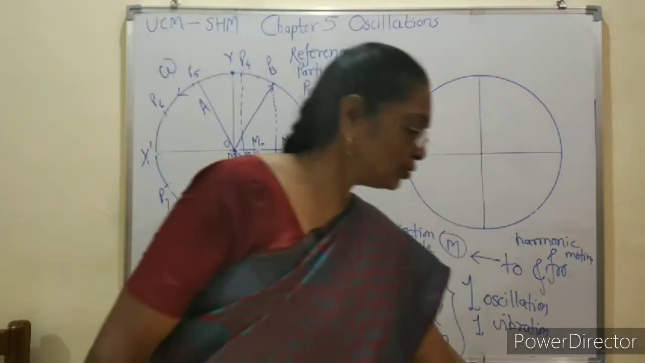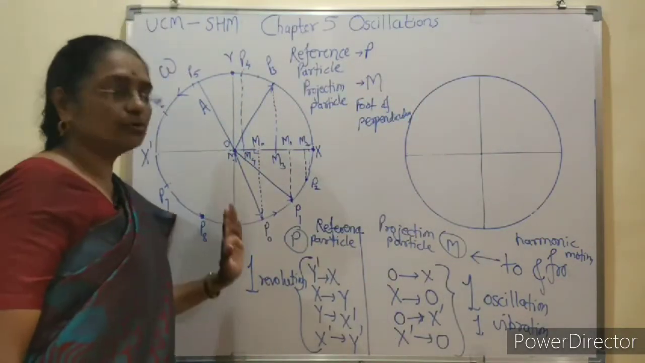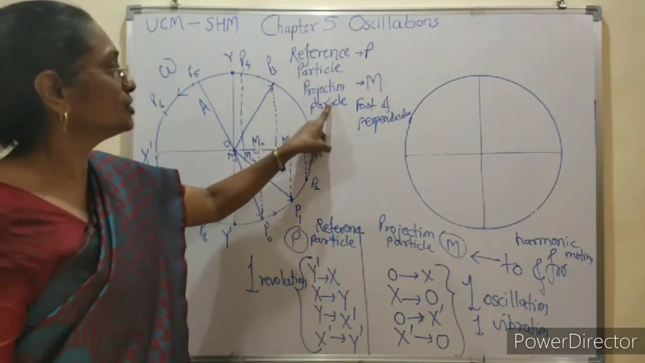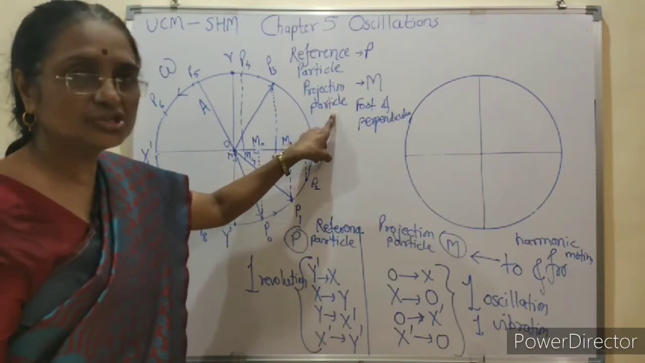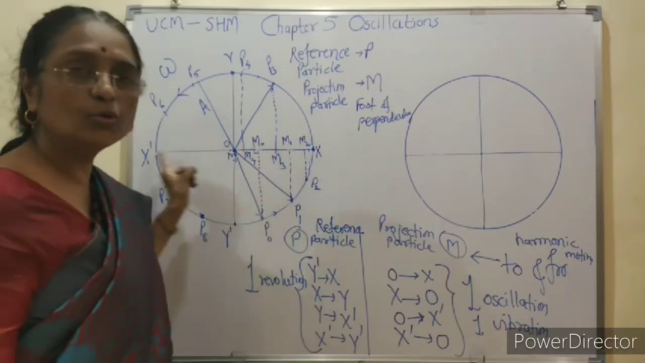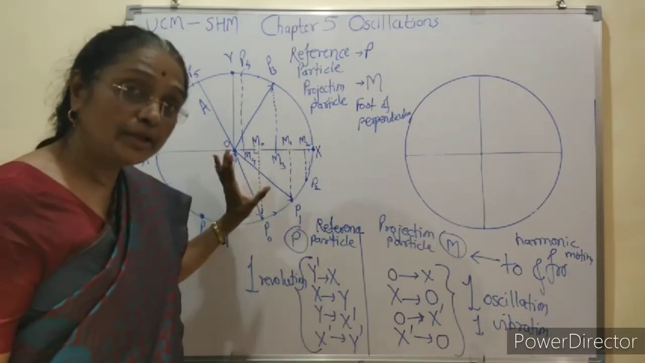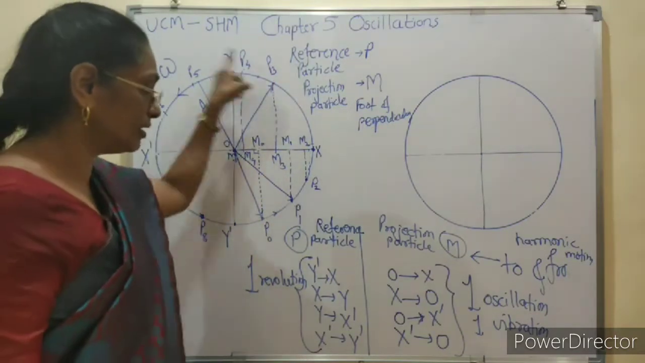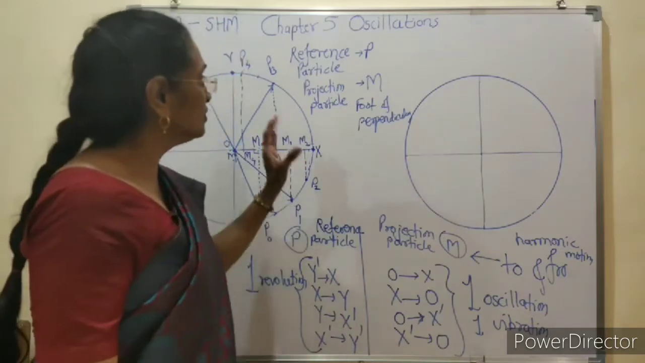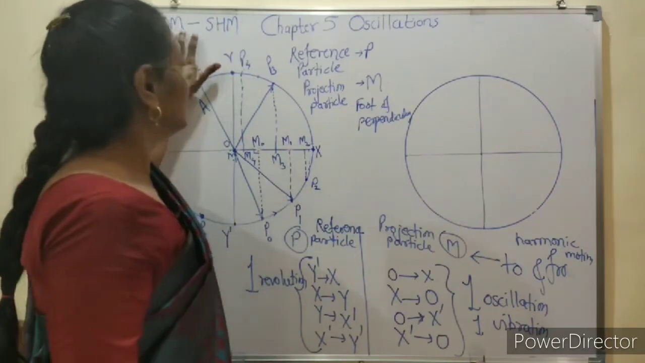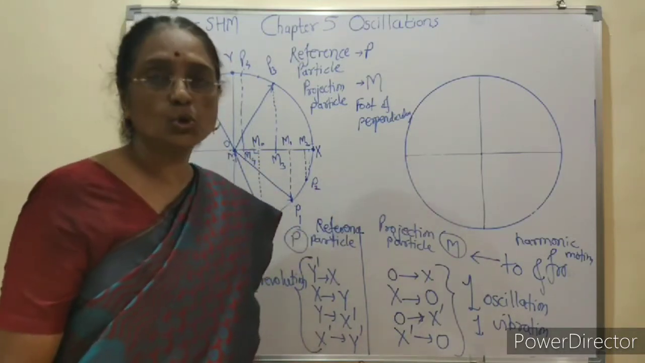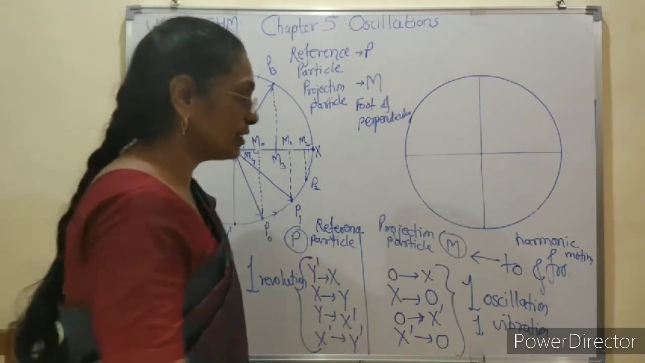Here you have to note one point: when the projection particle is considered, we observe that it continuously moves to and fro when the reference particle moves along the circumference of the circle. So this is a simple, or qualitative, relation between UCM and SHM that we have to show by geometry. How can we show it?